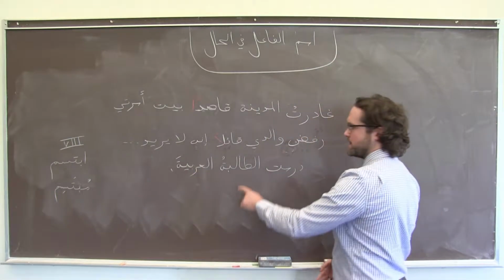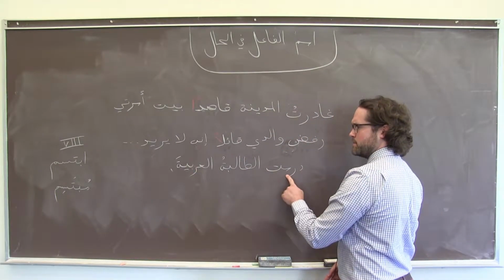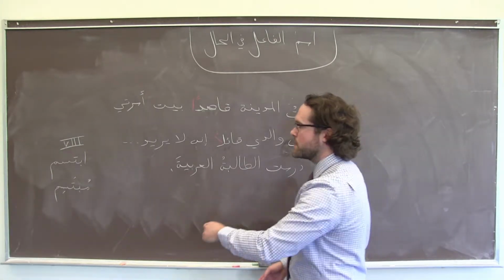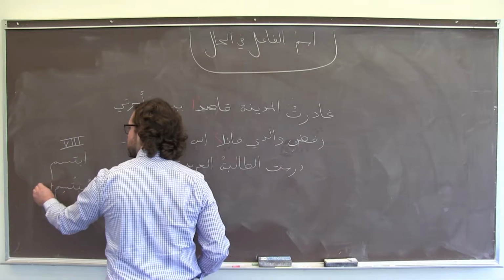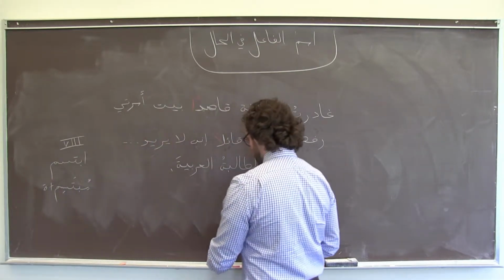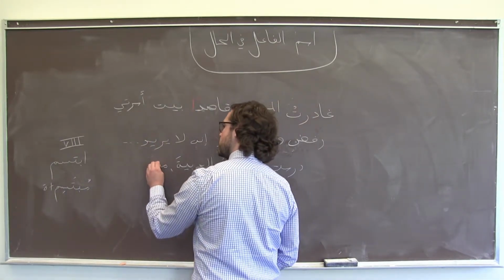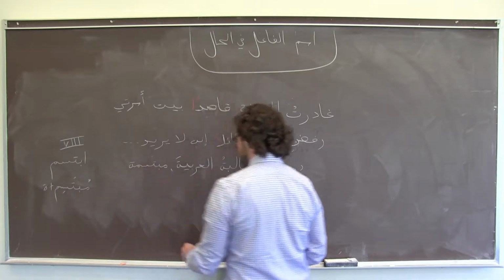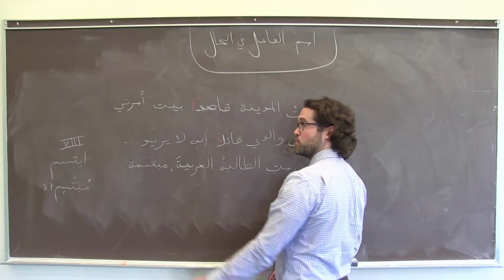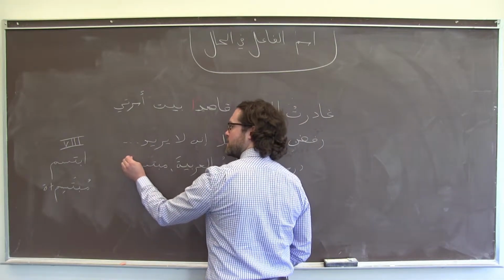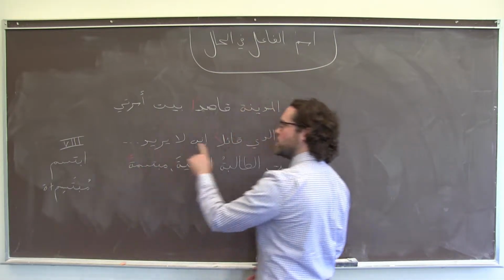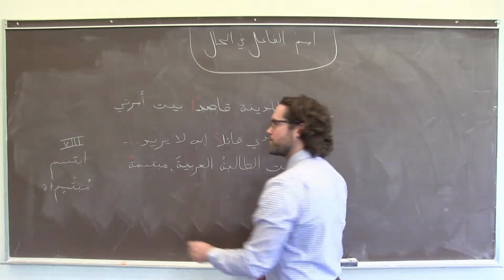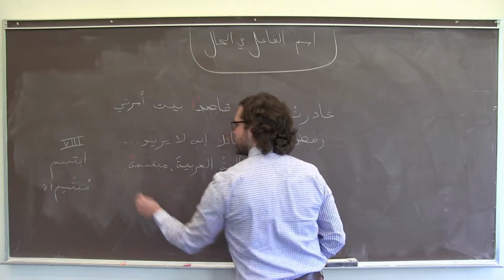But I need to remember that my subject here, the person doing the studying while smiling, is grammatically feminine. We're talking about a female student, so I would need to add a ta marbuta onto it. Mubtasima, and again, it needs to be mansoob. So in this case, since it's feminine with a ta marbuta, I don't add the alif that I would for mansoob. And there I have my sentence.